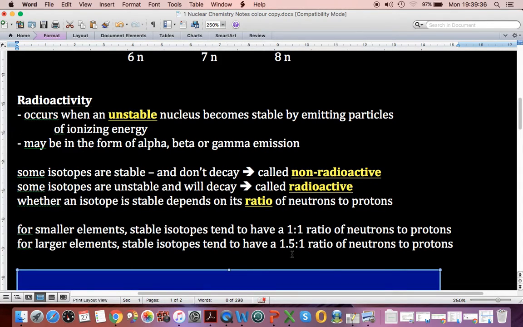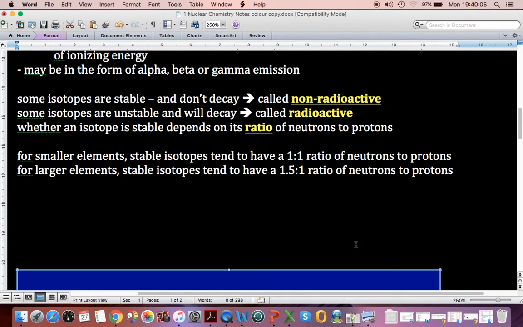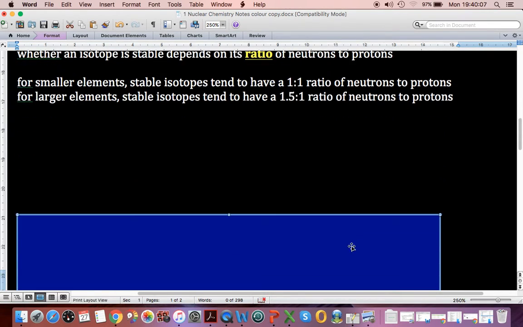If we're looking at smaller elements, the ratio is typically 1 to 1. If you look at something like nitrogen, nitrogen 14 happens to be stable, 7 protons, 7 neutrons, a 1 to 1 ratio. When you get up to things like gold, plutonium, platinum, some of these big elements, if you're going to find a stable isotope of it, usually it's a 3 to 2 or 1.5 to 1 ratio of neutrons to protons.